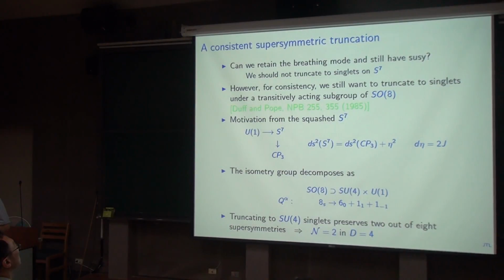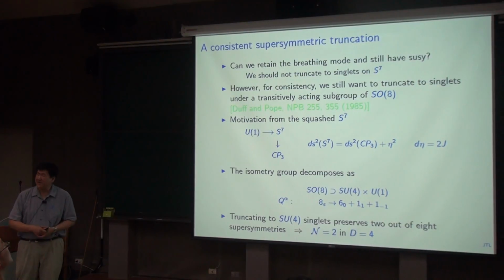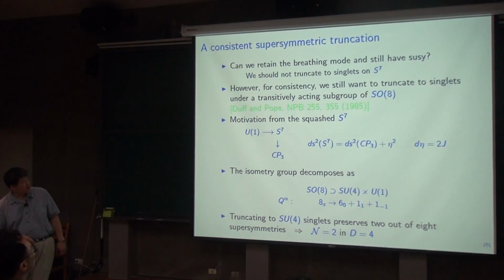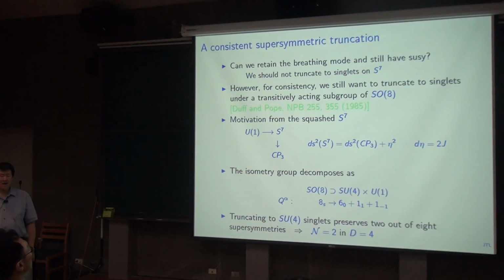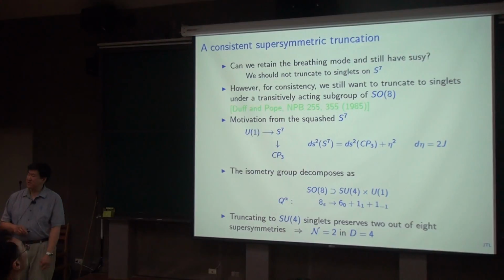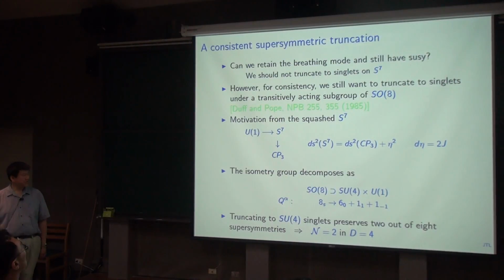And I can find a fairly natural subgroup of SO8 by thinking about the 7-sphere as a Hopf fibration. I can use a round 7-sphere, but it can be motivated from a squashed 7-sphere compactification, which is to say, 7 dimensions can be split into 1 plus 6.